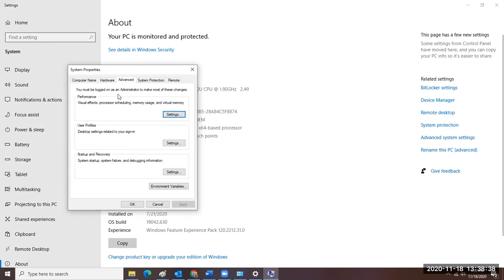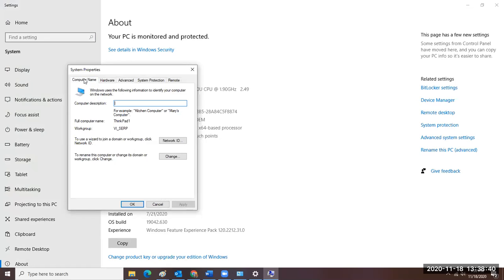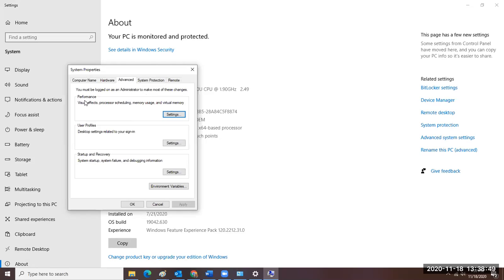All right, so right here, you'll notice there's a performance option under advanced. It shows the computer name. I can change the name or whatever. So if I pull up system properties, there's an advanced tab, there's a performance tab. It has to do with memory usage and virtual memory.